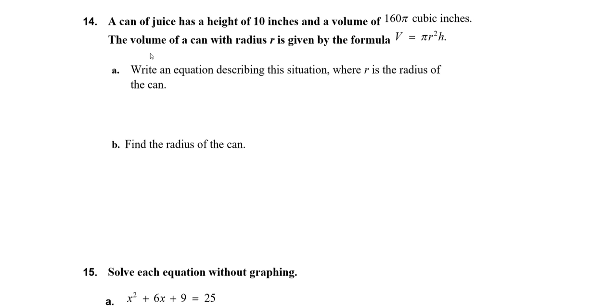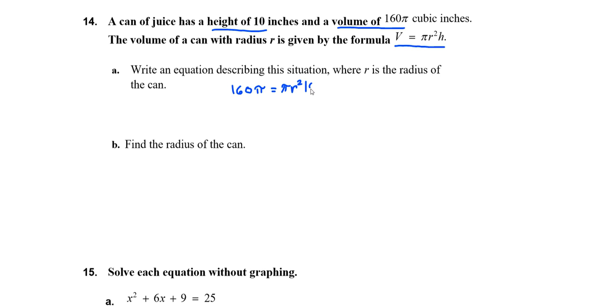All right, so writing an equation describing this situation, using these numbers, the height of 10 and the volume of 160 pi cubic inches, you just need to plug in numbers. The volume is 160 pi, so plug that in for v. So 160 pi in place of v equals pi r squared times h. The height is 10, so we're going to plug in 10 for h. Okay, so write an equation. It's an equation because it has an equal sign, describing this situation. Done. r is the radius.